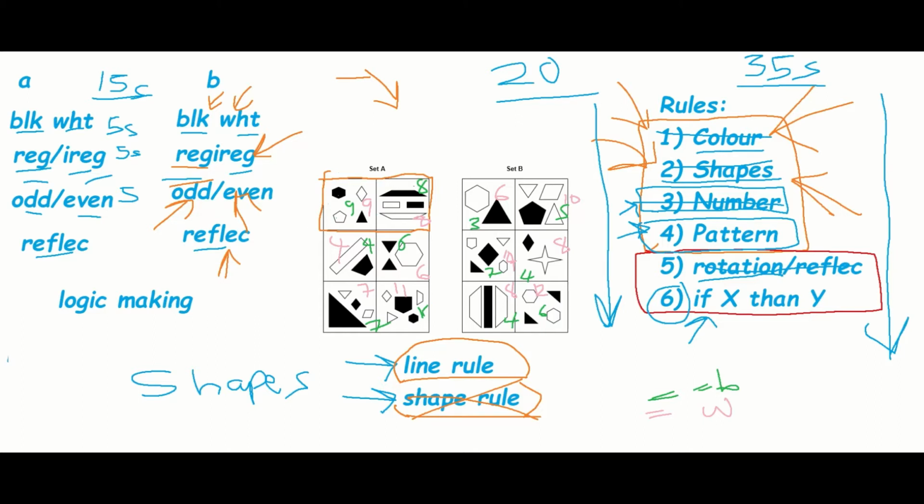Within your orange, you see that there's 2 sets. The black in set A, the black and the white have the same number of lines. So now we're going to write down in our brain: black edges equal white edges. Now we're going to delete that. By the way, this is only for shapes.